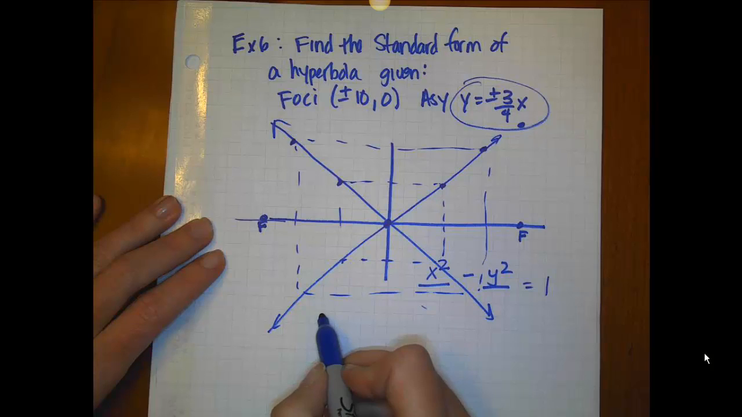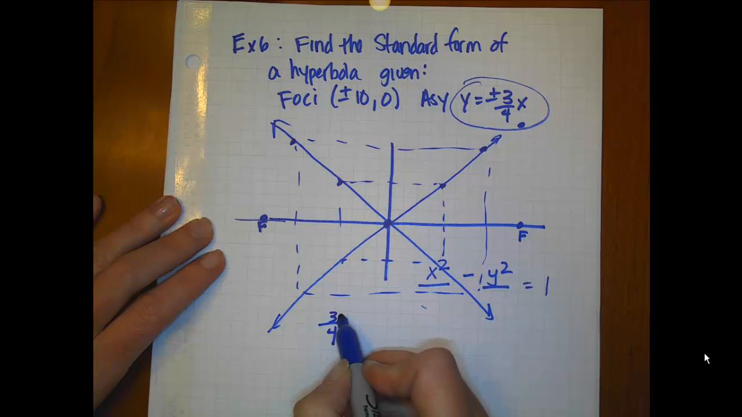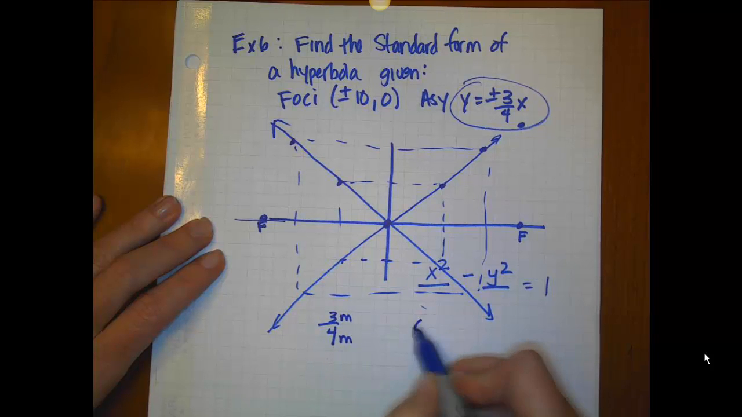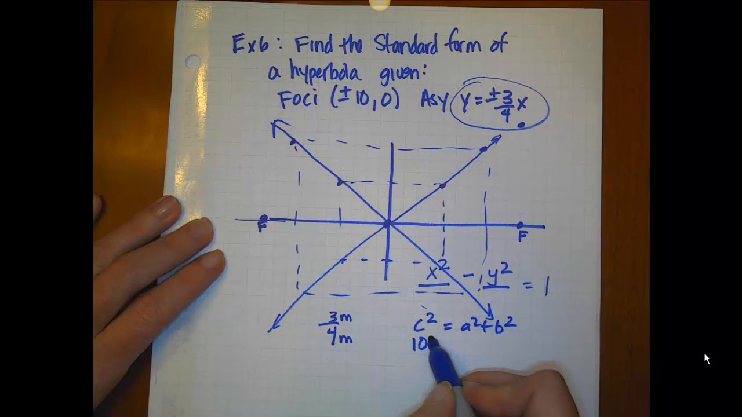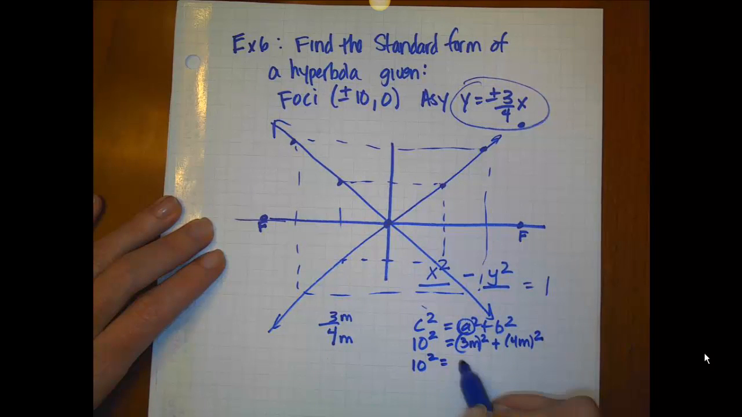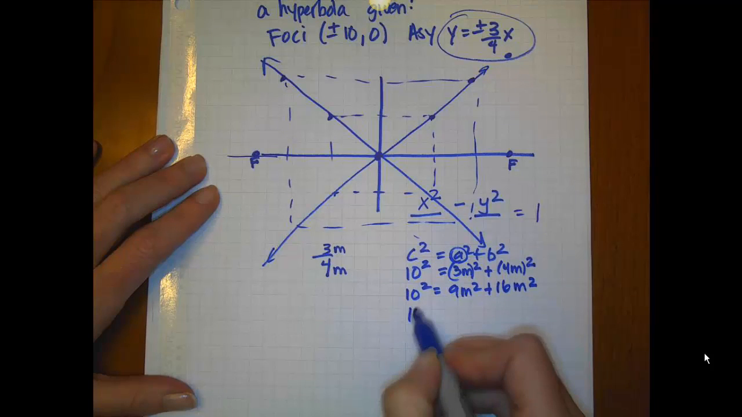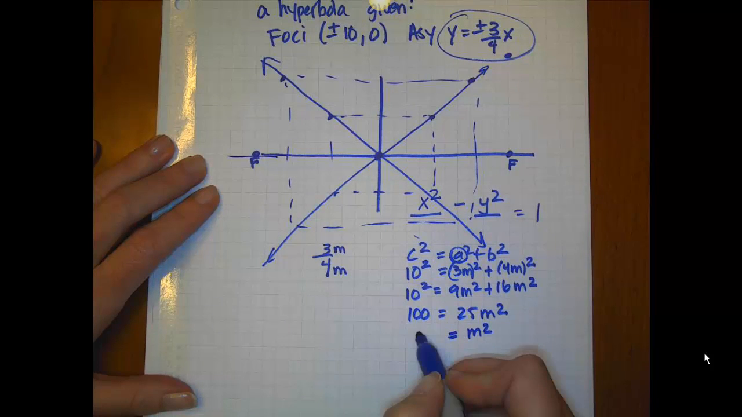Well, if I know that 3 over 4 is some type of ratio, and I'm just going to use m, that when I try to figure out c squared is equal to a squared plus b squared, I know that c is a distance of 10, but that my a value, my transverse axis, is some multiple of 3 squared plus some multiple of 4 squared. So I get 10 squared is equal to 9m squared plus 16m squared. So that's 100 is equal to 25m squared. So m squared is equal to 4.